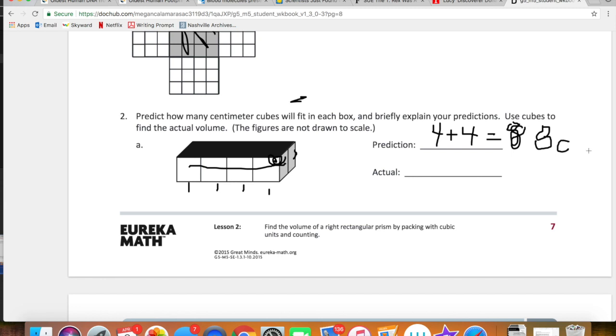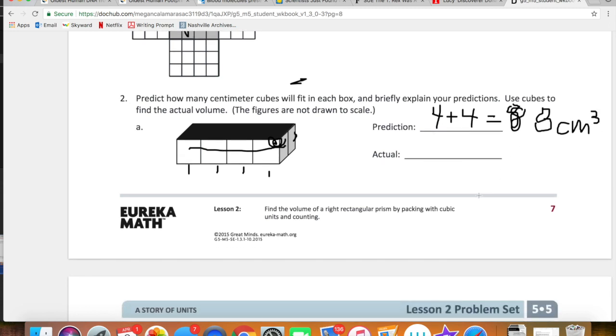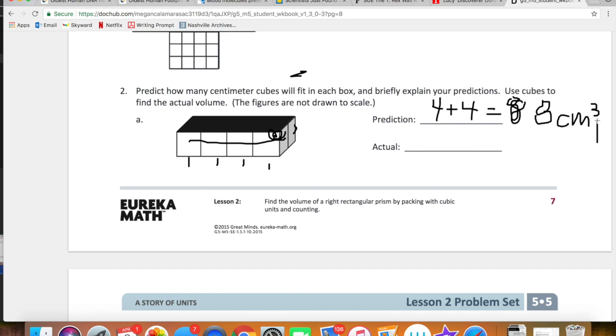Let's see what happens here. Oh, this is funny. Okay, it's going to take some getting used to, but we're just going to make it work. Great. And remember, we're looking at centimeters cubed because this is 3-dimensional space, you guys. We're actually using real life cubes. That's where the 3, or the cubed, comes from.